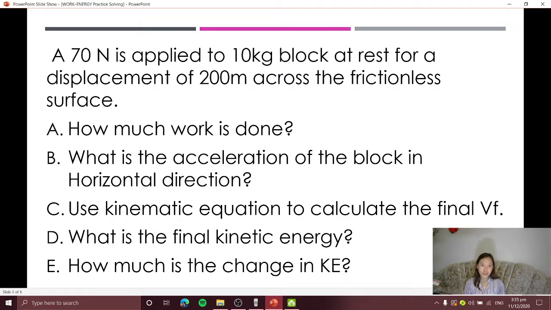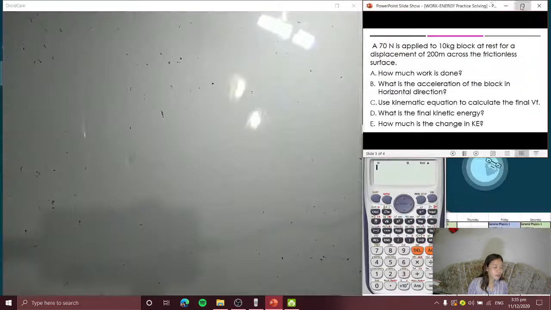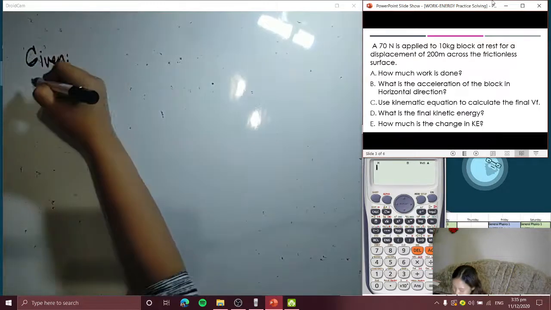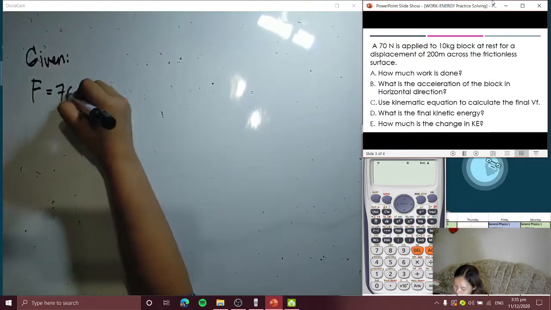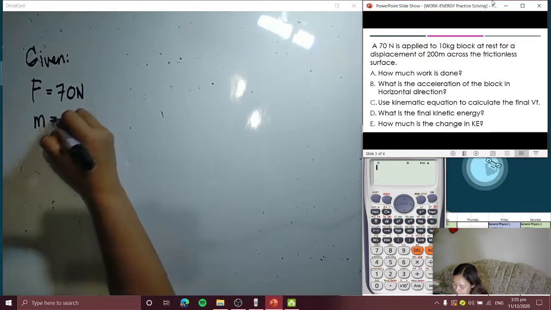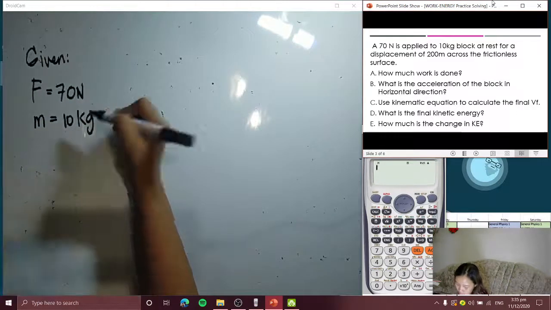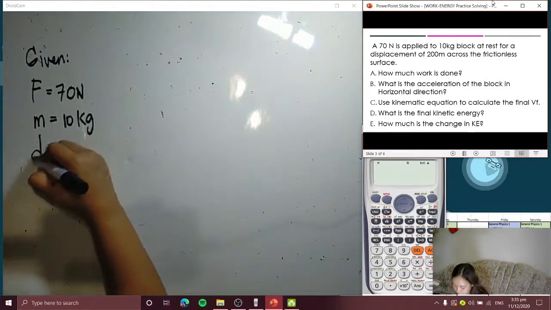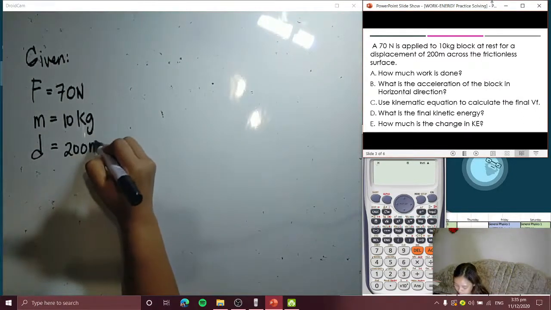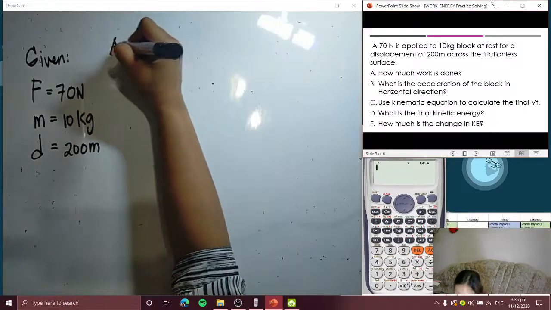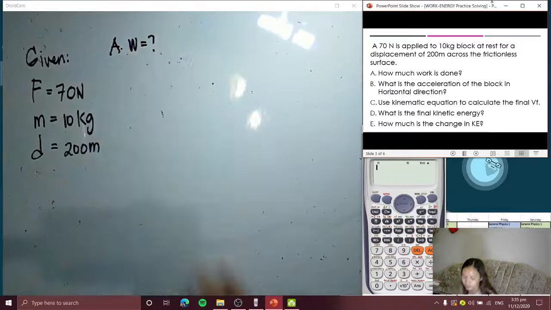So let us try to answer our first problem by listing down first the following given. For our given here, we have the force that is 70 newtons, and then the mass that is 10 kilograms. And of course, the distance that is 200 meters. Now for letter A, we're going to solve for the amount of work done. If you can still remember, our equation for work is equal to FD or work is equal to MAD.